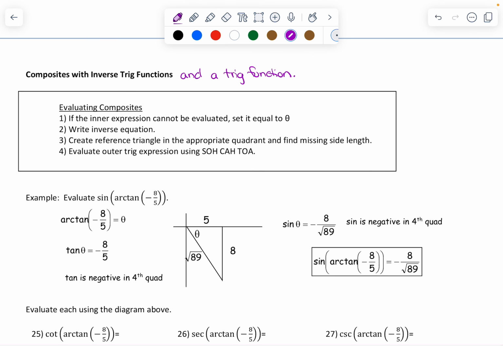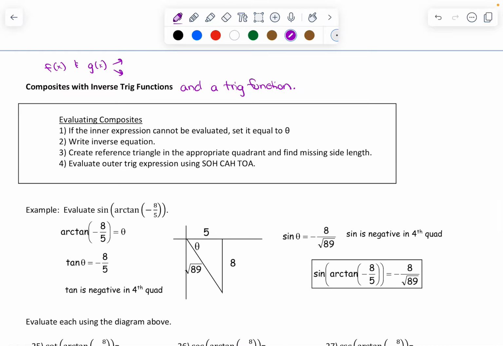So going back to what we talked about in Algebra 2, say that we have f of x and g of x, and they are both functions. This means there are two possibilities for composite functions. We could have f of g of x, where f is the outer function and g is the inner function, or we could have g of f of x, where g is the outer function and f is the inner function.